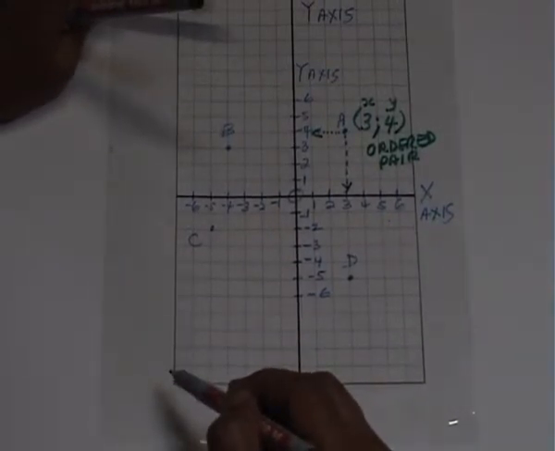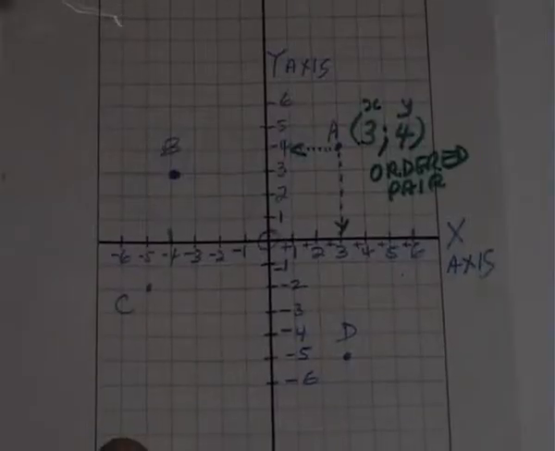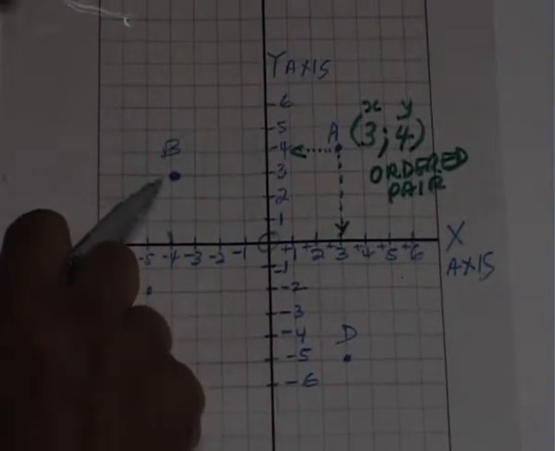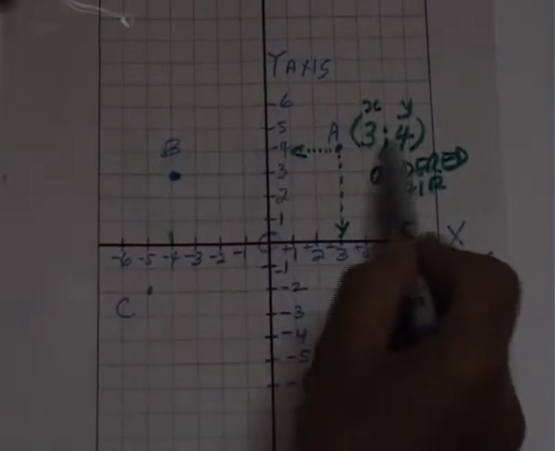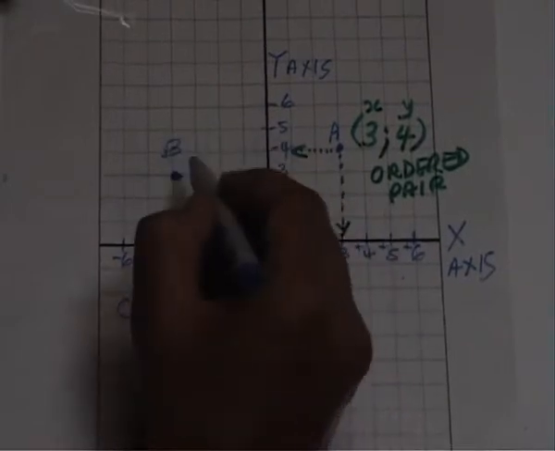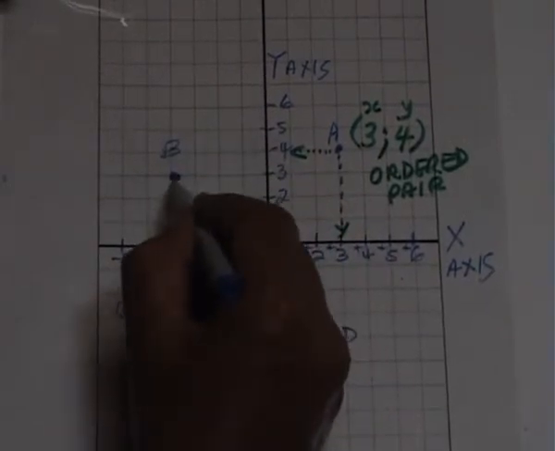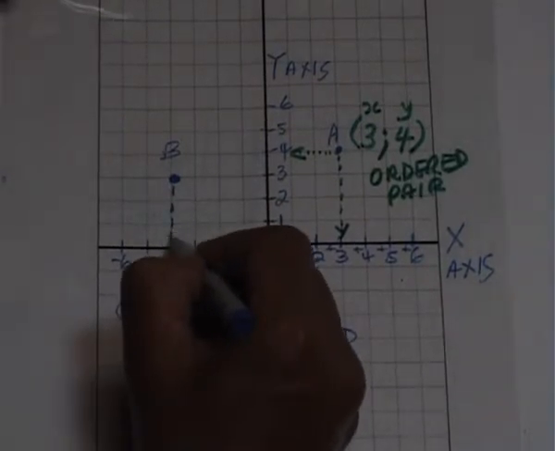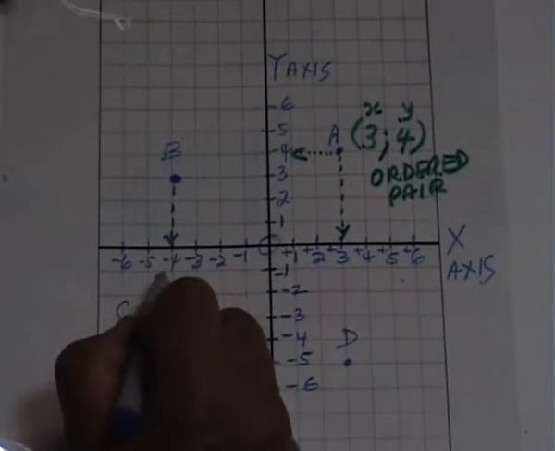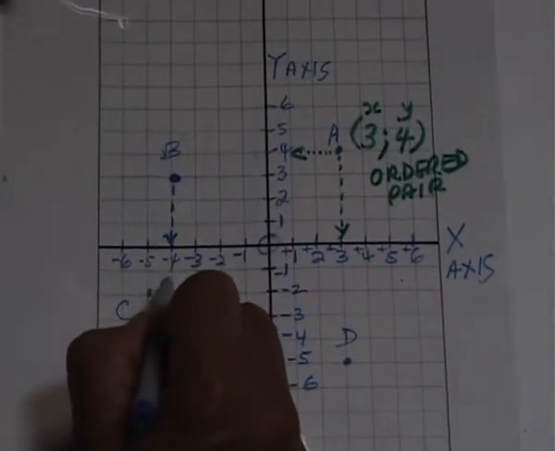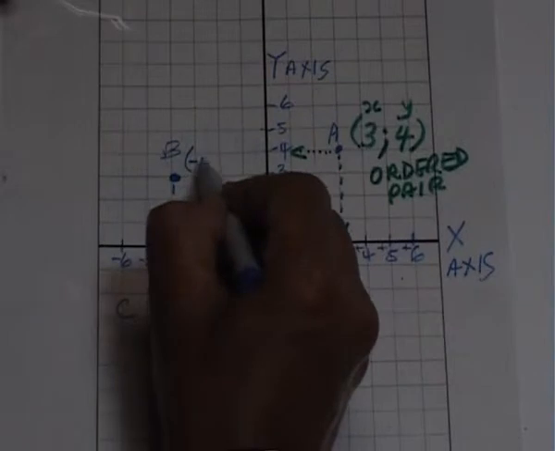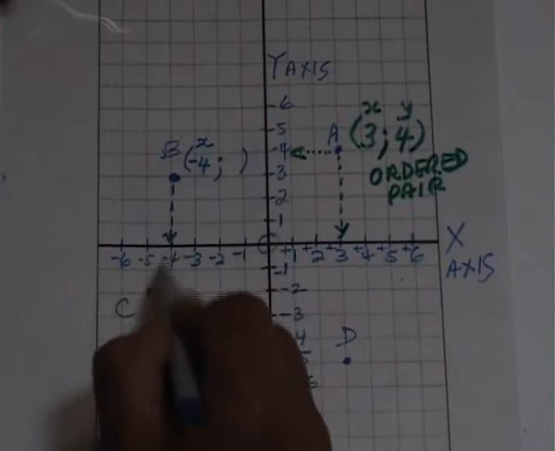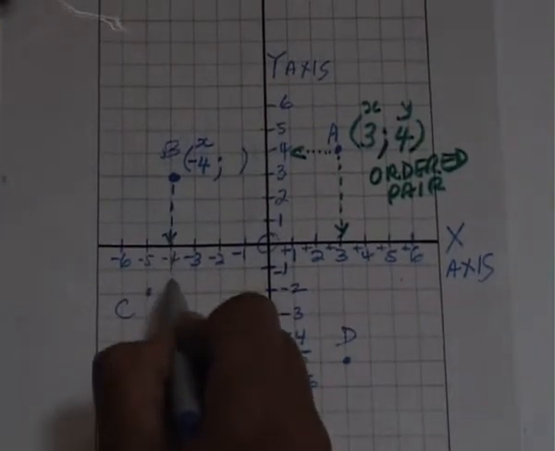Alright. Now let's look. Good. We're looking at B. So we want to know what is the ordered pair for B. From B, always go to the x-axis first. So you're coming down to the x-axis. So you came down here. And you can see clearly that x is minus 4. Sorry, I shouldn't say B is minus 4. X is minus 4.